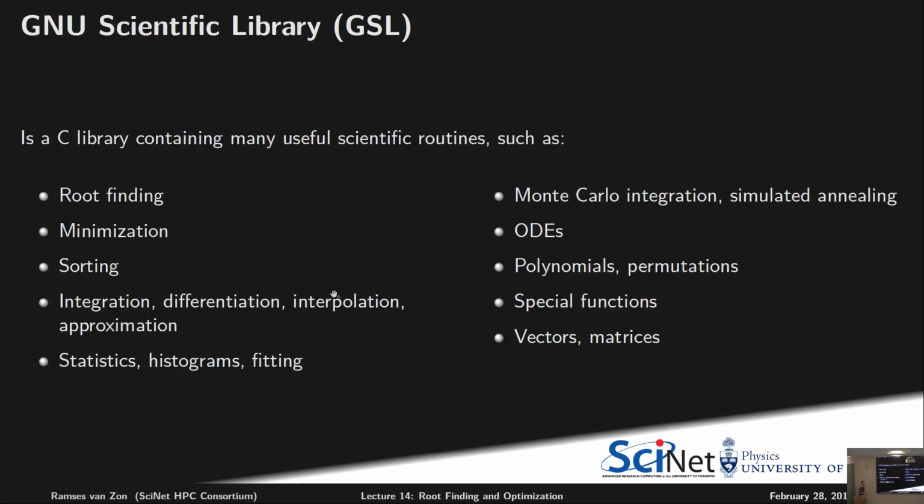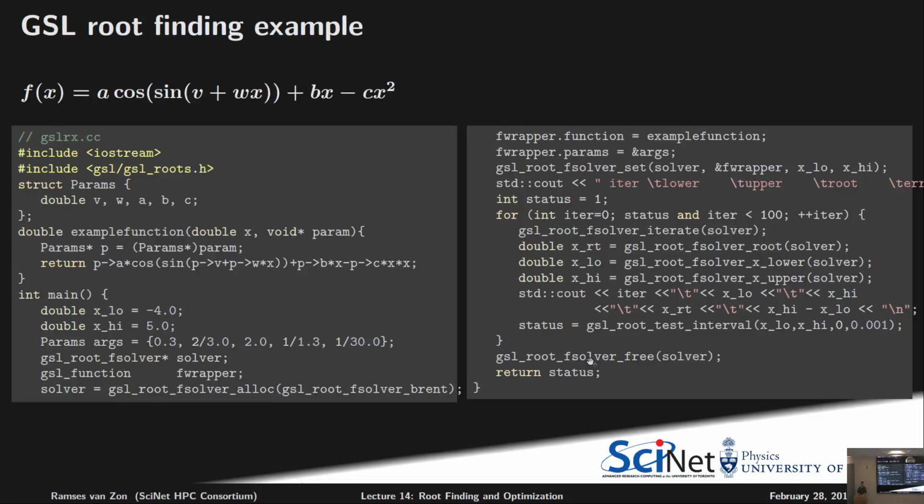Now, you don't have to program these things in yourself, and you probably shouldn't. You can just use a library, and in this case, the GSL has that. We saw the GSL before already, so I just put up a list of other things it can do. It can do root finding, it can do minimization, which we'll look at in a second. Sorting, integration, ODEs, we saw that, Monte Carlo integration, polynomials, special functions, vectors, matrices. And so we're going to use that here too.